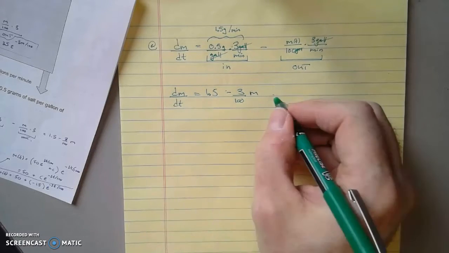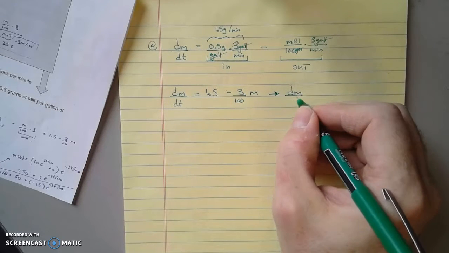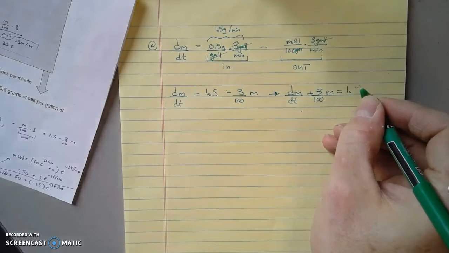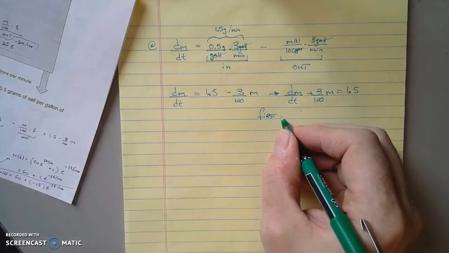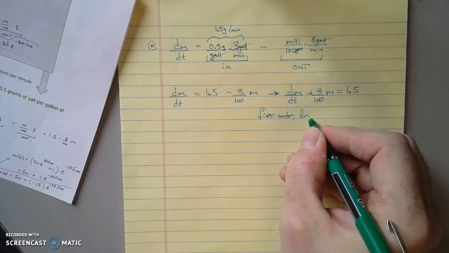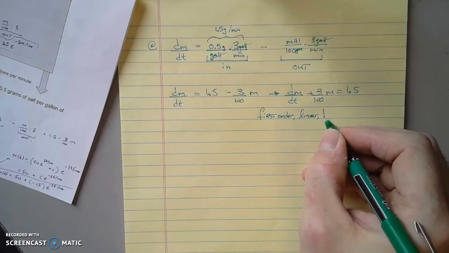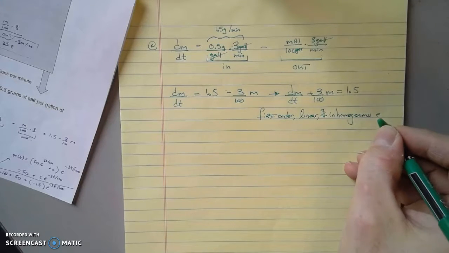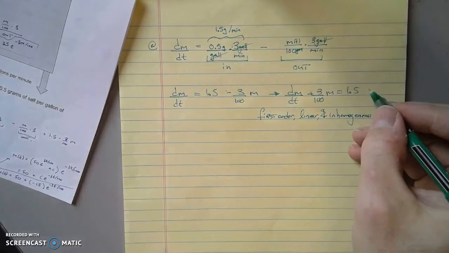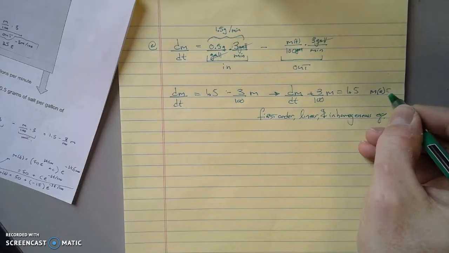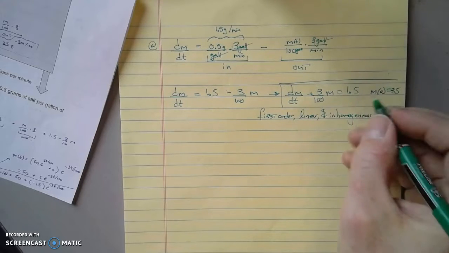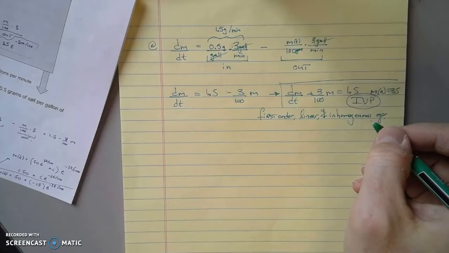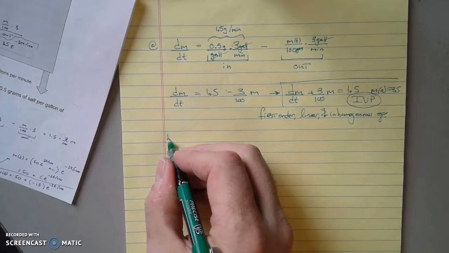Let's write it a little differently though. So it's dm dt plus 3 over 100 m equals 1.5. So now we have our first order linear inhomogeneous equation, and we also need an initial condition, so m of 0 is 35. And then this is our initial value problem, IVP, initial value problem. So that's what A asks you to do. Now B is to solve it.